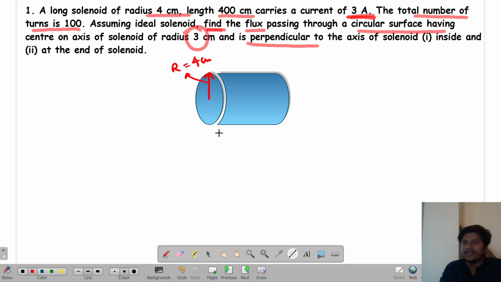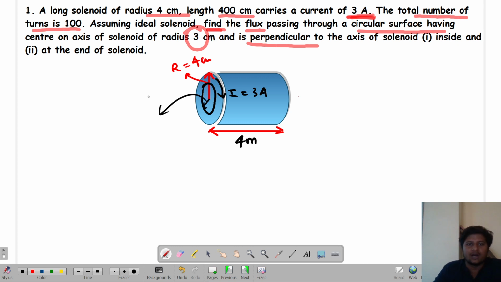So, can I say it is 4 meter? Is the length of the solenoid equal to 4 meters or not? So, length of solenoid is how much? 4 meter. Current carrying it, let's suppose it is rotating anti-clockwise initially, current it is having how much? 3 amperes. Now what it is saying, if you consider one circular surface area whose radius is 3 centimeter, you have to calculate what? Flux passing through this circular area.